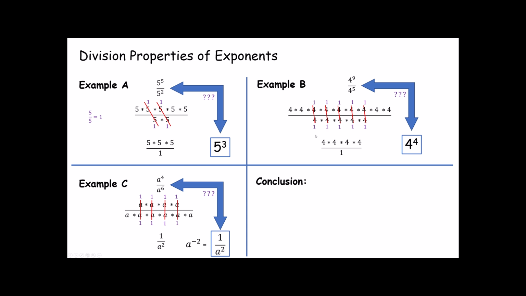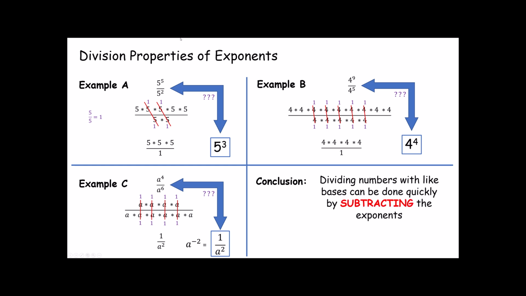Does this match the rule you used up here and up here? Hopefully it does, because there's a property that tells us when we divide numbers with like bases, it can be done quickly by subtracting the exponents. Notice if I had 5 on top and 2 on bottom, 5 minus 2 leaves me with 3. If I have 9 on top and 5 on bottom, 9 minus 5 leaves me with 4. If I have 4 on top and 6 on bottom, that leaves me with negative 2, which then just simplifies to be 2 on the bottom.